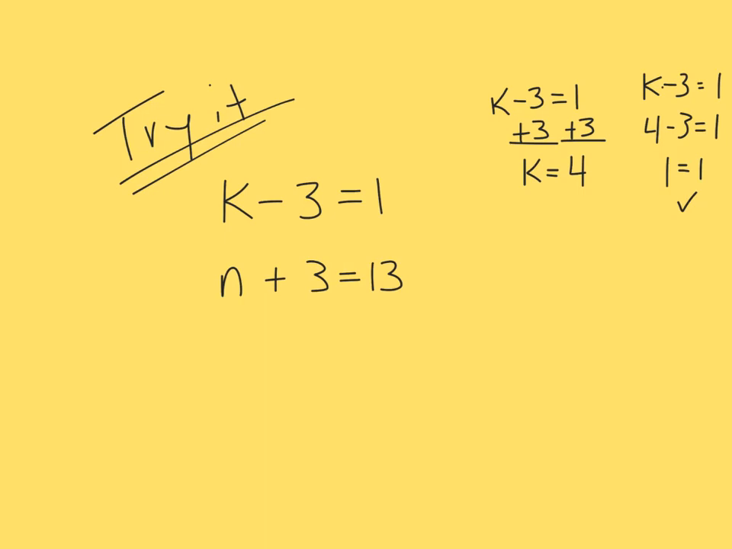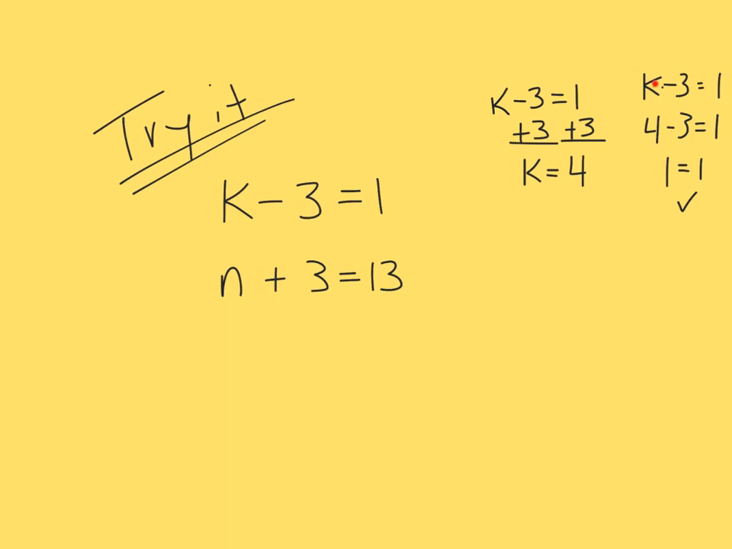Here's the first answer. So I have k minus 3 equals 1. I want to get k by itself, so I add 3 to it. It gives me 0, so I keep just my k. I add my 3 on this side, just like I did over here. 1 plus 3 equals 4. So my answer is k equals 4.